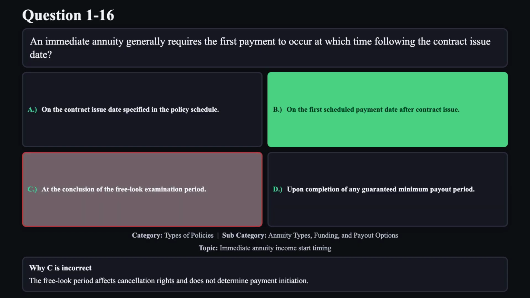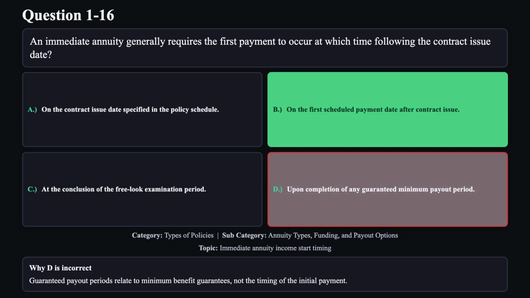Reason C is not correct. The free look period affects cancellation rights and does not determine payment initiation. Reason D is not correct. Guaranteed payout periods relate to minimum benefit guarantees, not the timing of the initial payment.